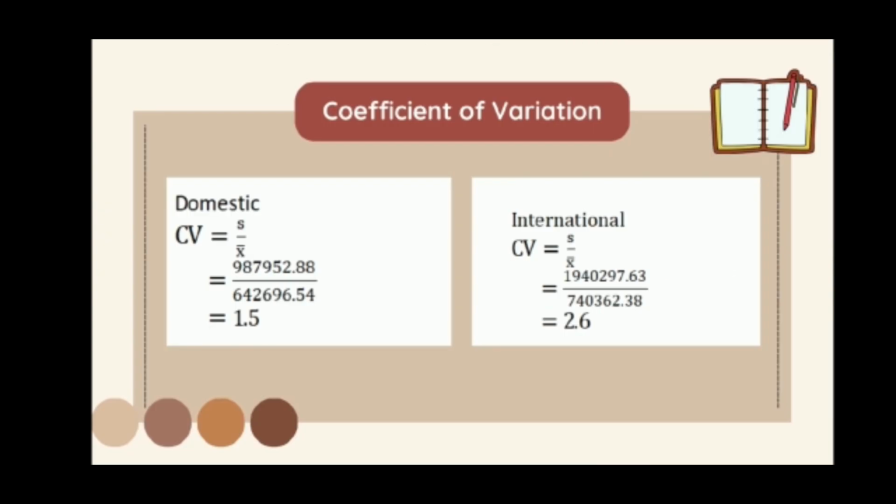Last, we need to find the coefficient of variation. The value of the coefficient of variation for the domestic is 1.5, and for the international we get 2.6, which means international is the highest value. Okay, that's all from me. Thank you.